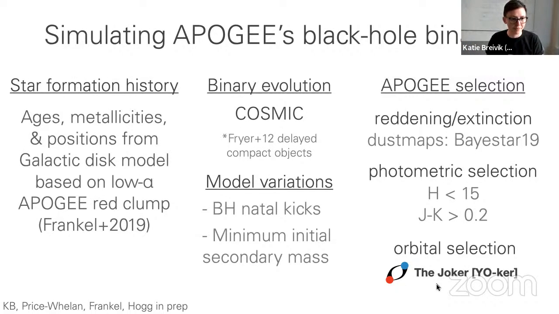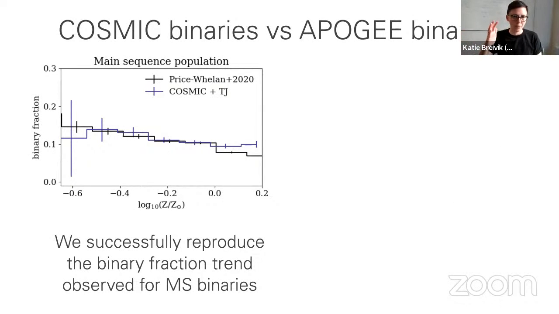Okay, so we made the binary population, and first we just wanted to look at, can COSMIC reproduce trends that we see in the APOGEE catalog that Adrian produced? We basically compared synthetic figures to his data set. We do very well in reproducing the main sequence binary fraction trends through our selection. So that's quite good. We feel pretty good about that.